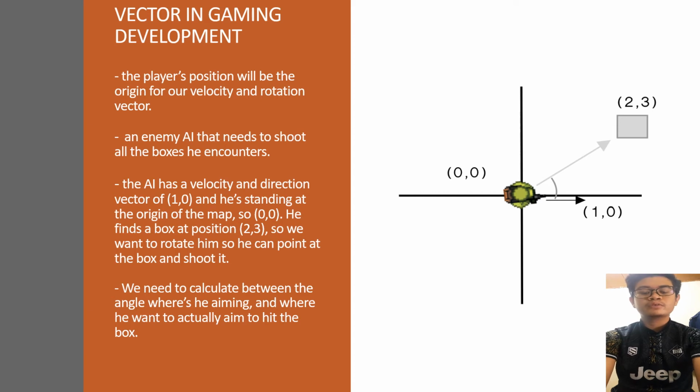He finds a box at position (2, 3), so we want to rotate him so he can point at the box and shoot it. So now we need to calculate the angle between where he is aiming and where he actually wants to aim to hit the box.